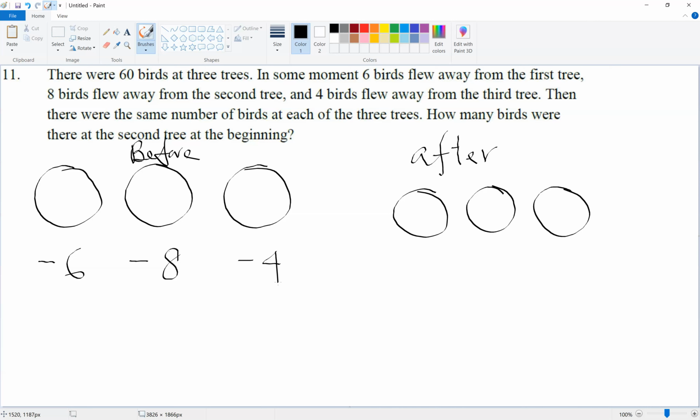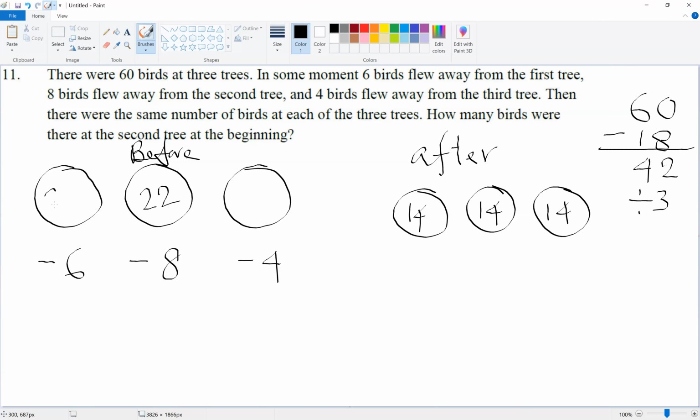18. So we started with 60, 18 flew away. So how many are left? 42. And now each of them has the same number. So divide by 3, which would be 14, 14, and 14, right? So after 8, we got 14, so this would be 22. This would be 20 minus 6 is 14. And then 18 minus 4 is 14. So these would be the 3 numbers before. You're asking for the second tree, which is 22.